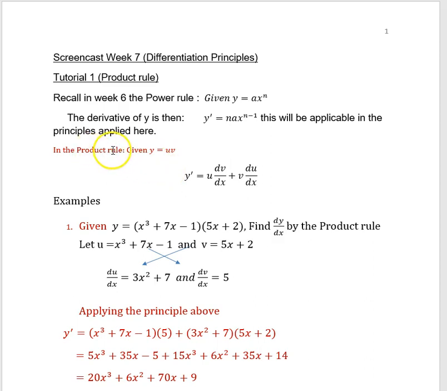So let's start with the product rule. How do we apply the product rule? Given, for instance, y equals u times v, where u is a function and v is another function. The product rule says when we're differentiating, we hold one of the functions constant and we differentiate the other. So if I hold u constant, I differentiate v, becomes u dv dx, because I'm differentiating with respect to x. And then also you add and differentiate now your u and you hold v constant. So it becomes v du dx.